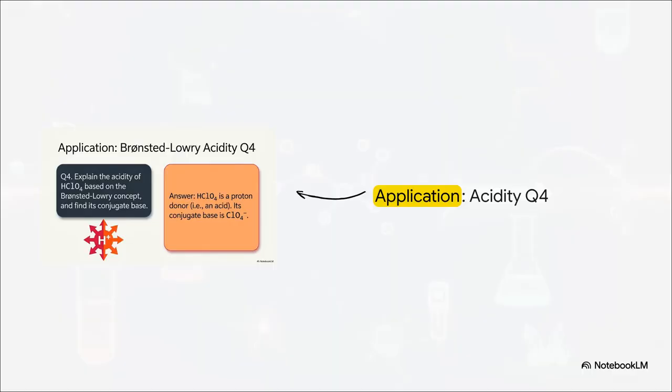Now let's apply this to a direct question. Q4. Explain the acidity of HClO4 based on the Bronsted-Lowry concept and find its conjugate base. Answer. HClO4 is a proton donor, i.e. an acid. Its conjugate base is ClO4-.